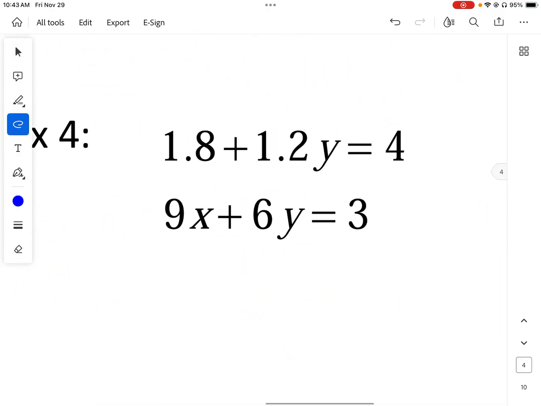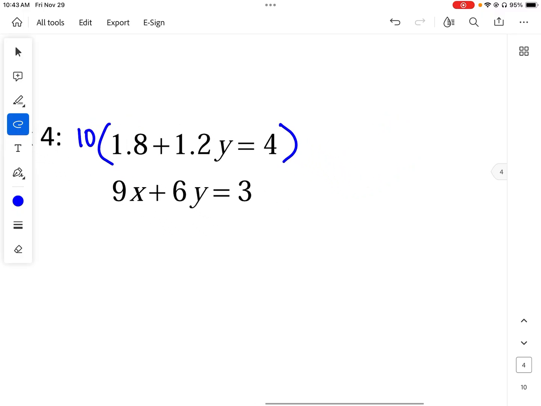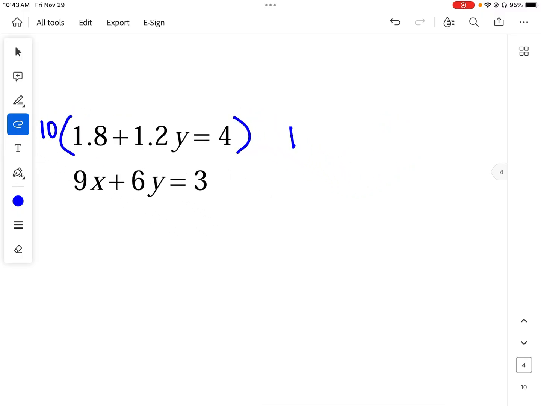Okay, let's go to the next one. We have some decimals. So let's get rid of the decimals first before we do anything else. So I know it's in the tenths place, so I'm going to multiply by 10. So that's going to make me 18x. Oh, it's missing an x there. That was a typo. And then 12y equals 40.